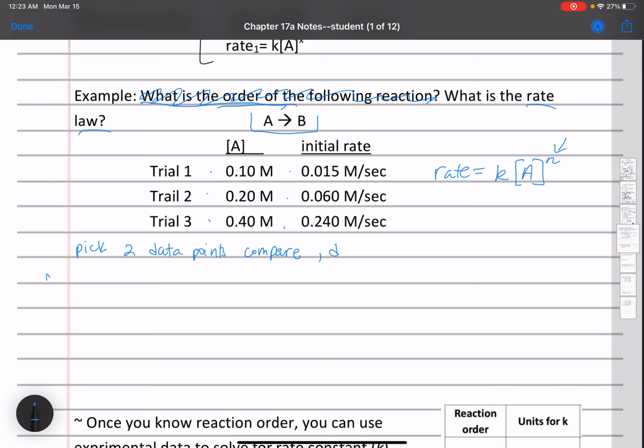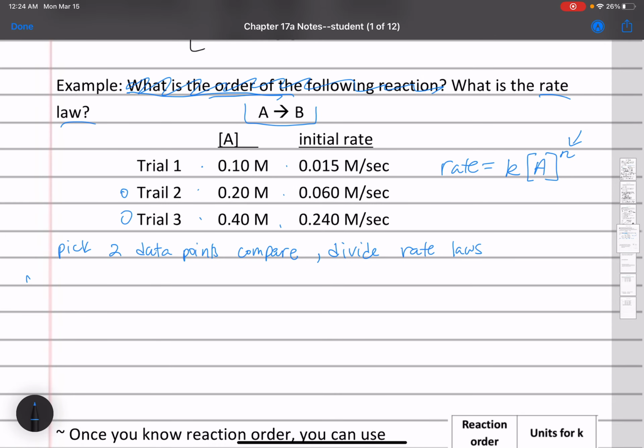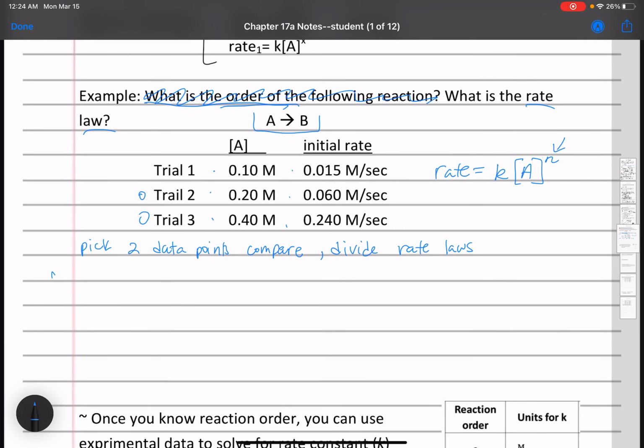And we are going to divide the rate laws for each of those trials. Let's pick, and we could pick any 2 in this case. So just for fun I'm going to pick trial 2 and trial 3. I like to put the one with the larger rate on top because the math just works out a lot nicer. The larger, faster rate is trial 3, so I'm going to do trial 3 over trial 2.